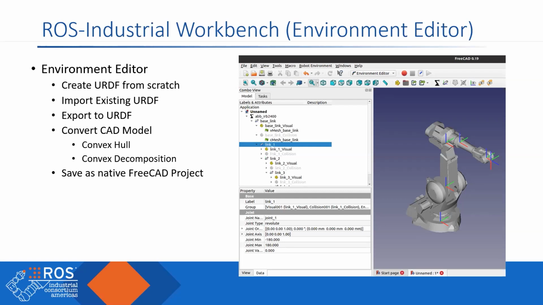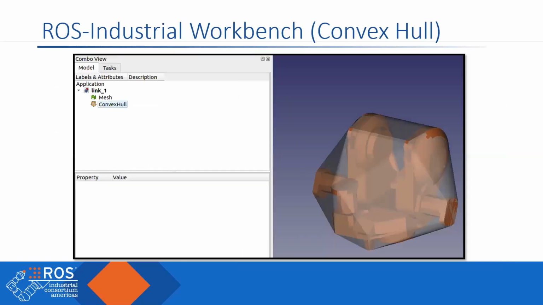You can see here he's got a link selected, and it has properties very similar to what you would see in the URDF: the joint axis, the min, max, type, and things like this. You can also drag and drop and reconfigure things within this, and the visualization updates. This is an example showing the convex hull type of visualization. You can bring in your CAD model with a click of a button, it creates a convex hull, and you can visualize it for creating collision geometries.